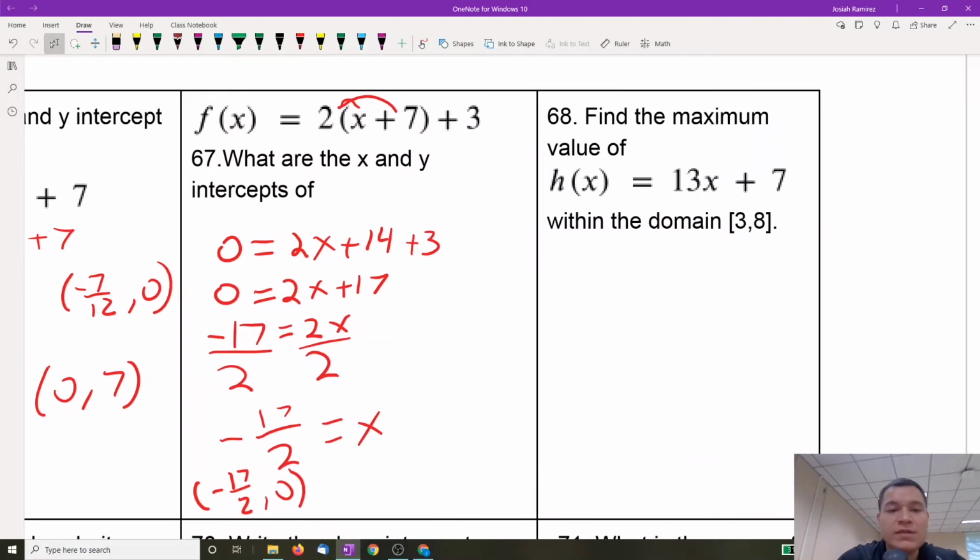For the y-intercept, all we have to do is distribute, and we saw that the number we got after we distributed was 17. That's the y-intercept. Because if we put 0 for x, that's just going to make this 2 times x to be 0. So y equals 17, which means 0, 17.